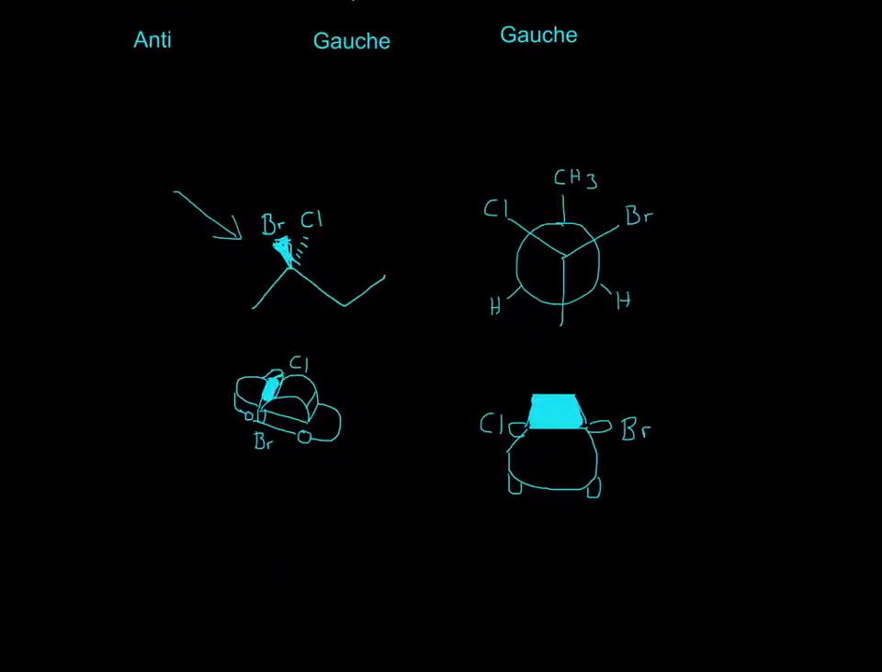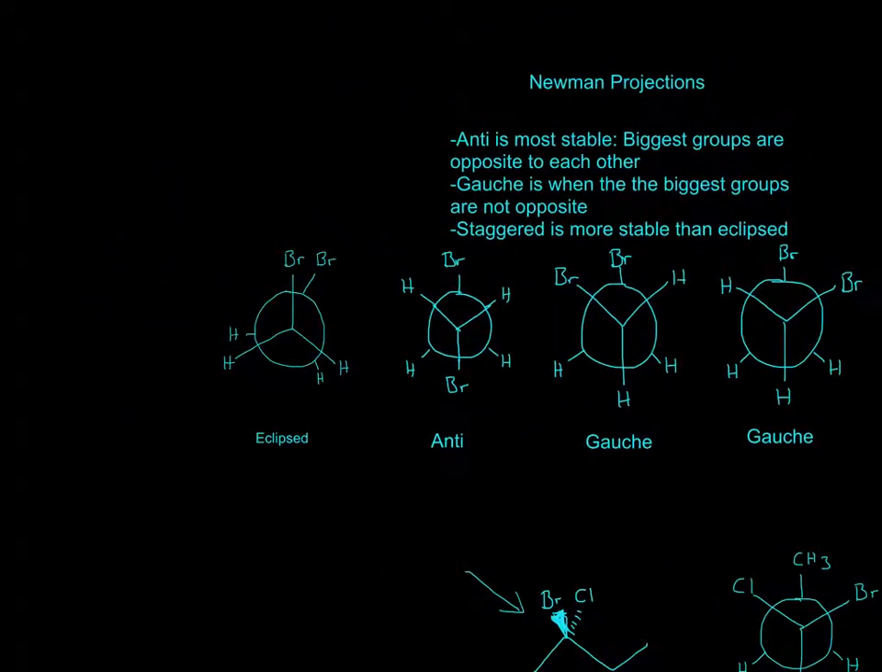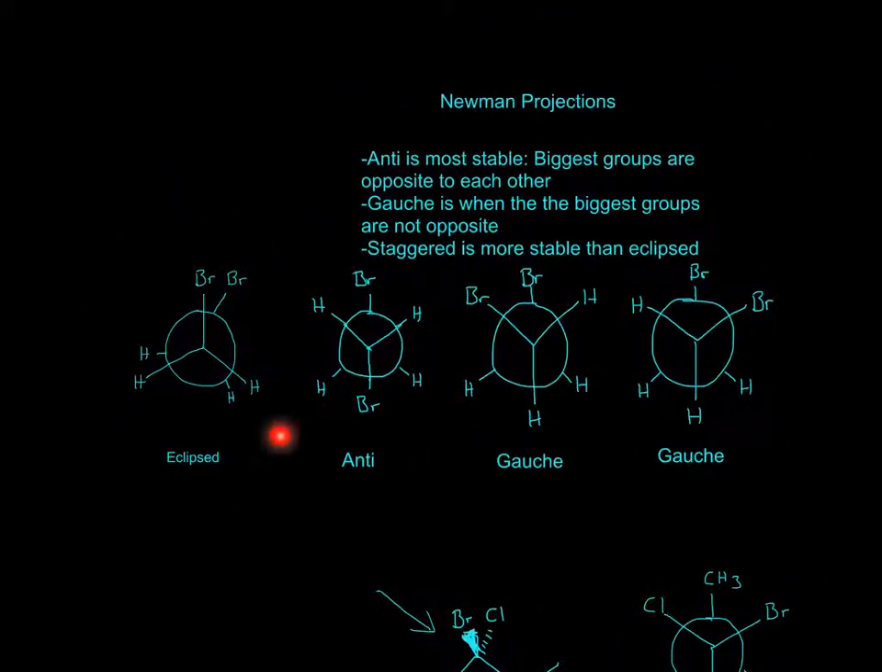And so the main thing to take away is that eclipsed is really high in energy. So if you ever have a ranking question, eclipsed would be the highest energy, so it'd be the most unstable. And then if you only have staggered positions, anti would be the most stable, meaning the least amount of energy. It'd be at a lower energy level than the 2 gauches. So I hope that helped, and thanks for watching.